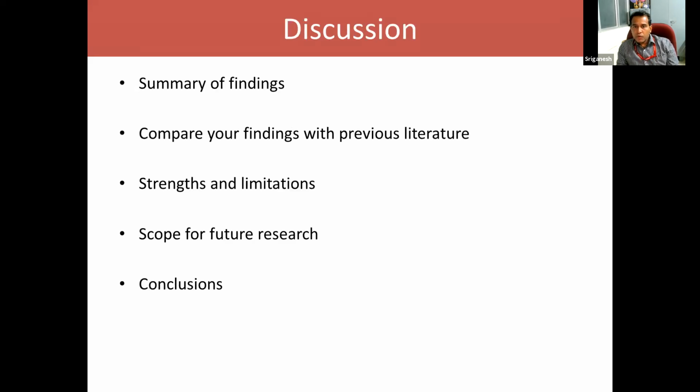You should also plan how you are going to write your discussion. The first paragraph should be devoted to a summary of the findings. In the second, you should compare your findings with that of the previous literature for each of the outcomes that you are highlighting. And then there should be a subheading for strengths and limitations. Acknowledge the strengths of your study, and acknowledge also the limitations of the particular study. And then you can suggest the scope for future research and conclude by summarizing the findings of the research.